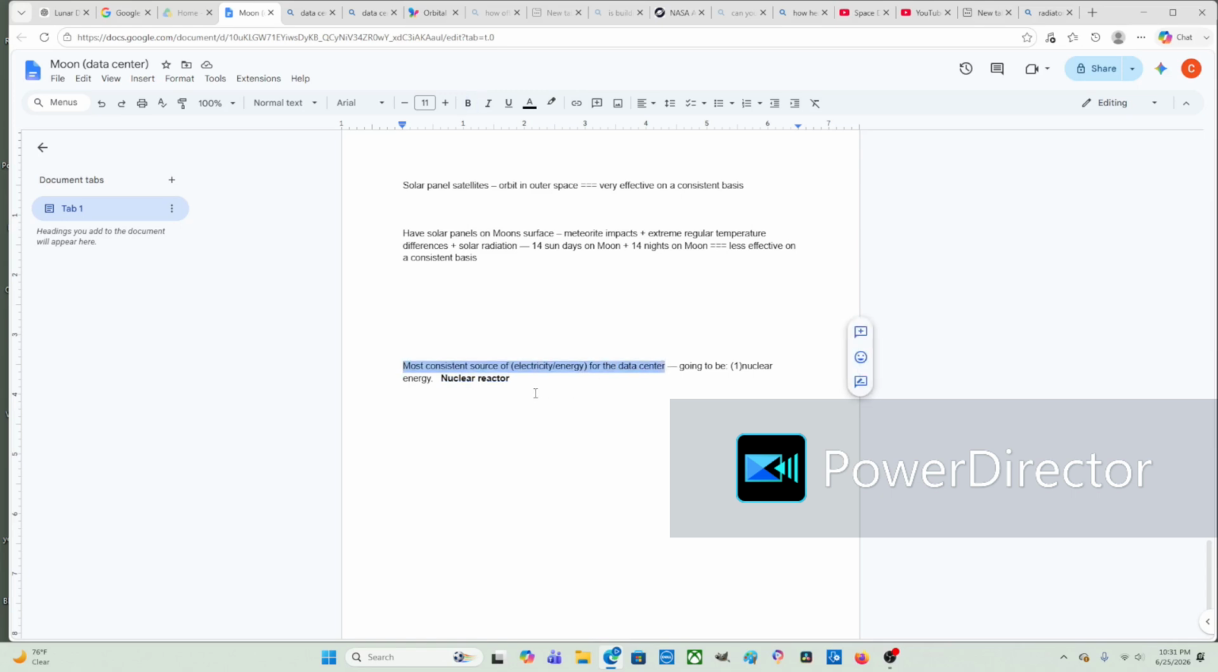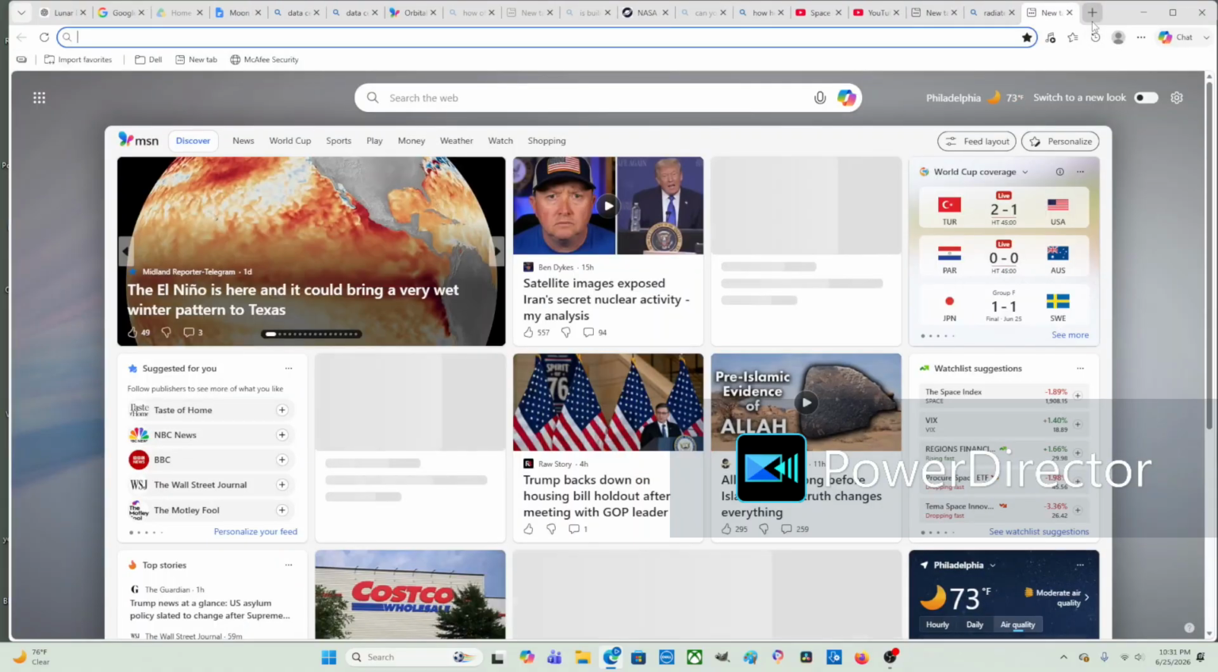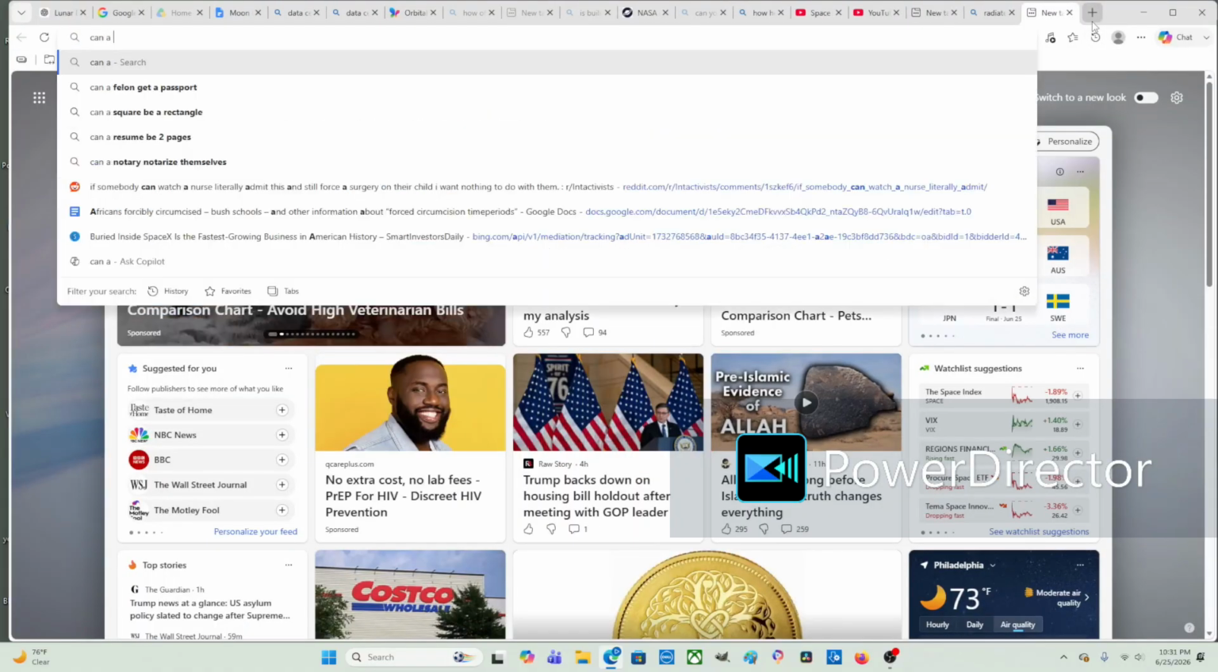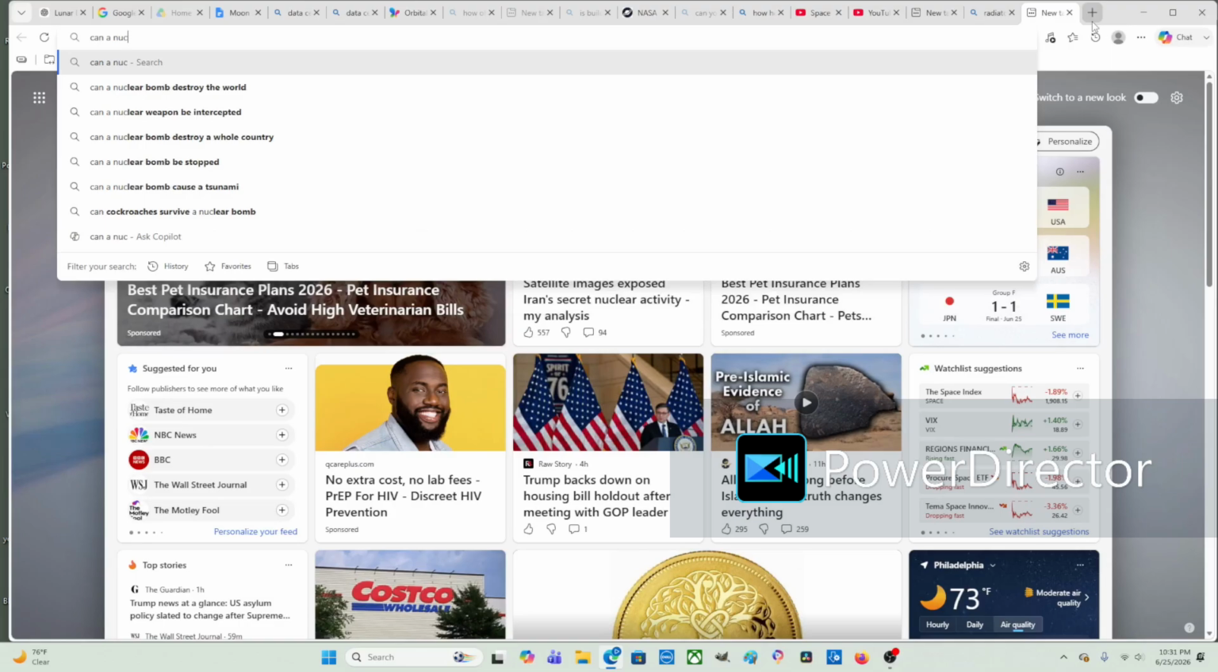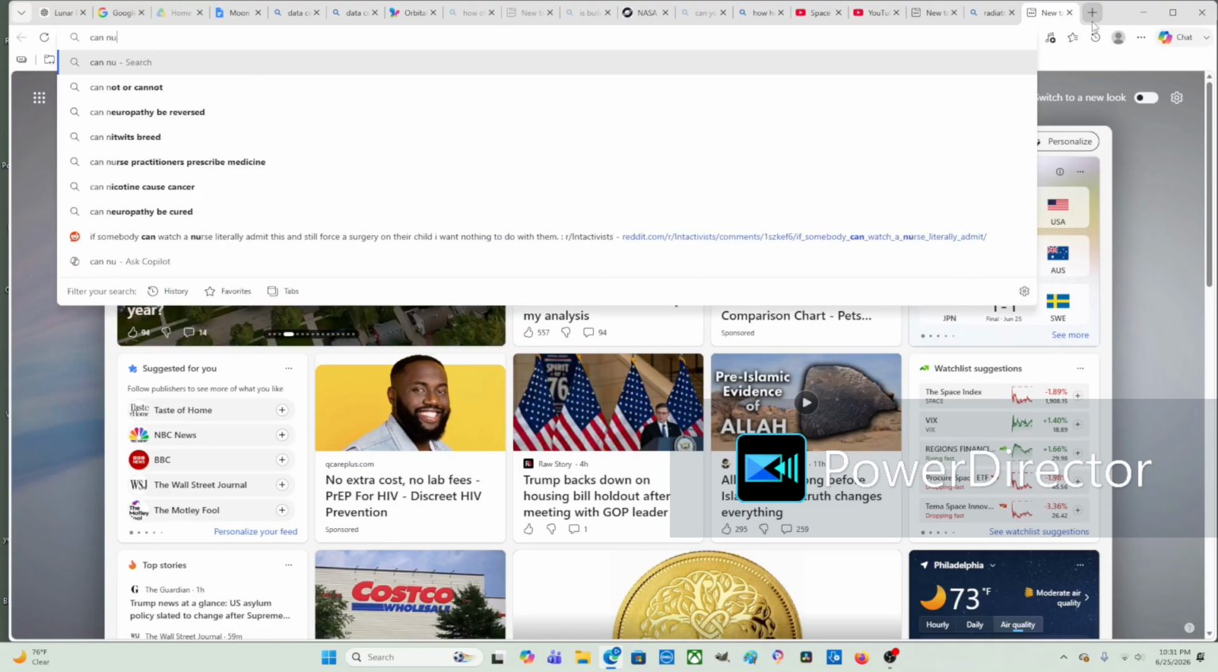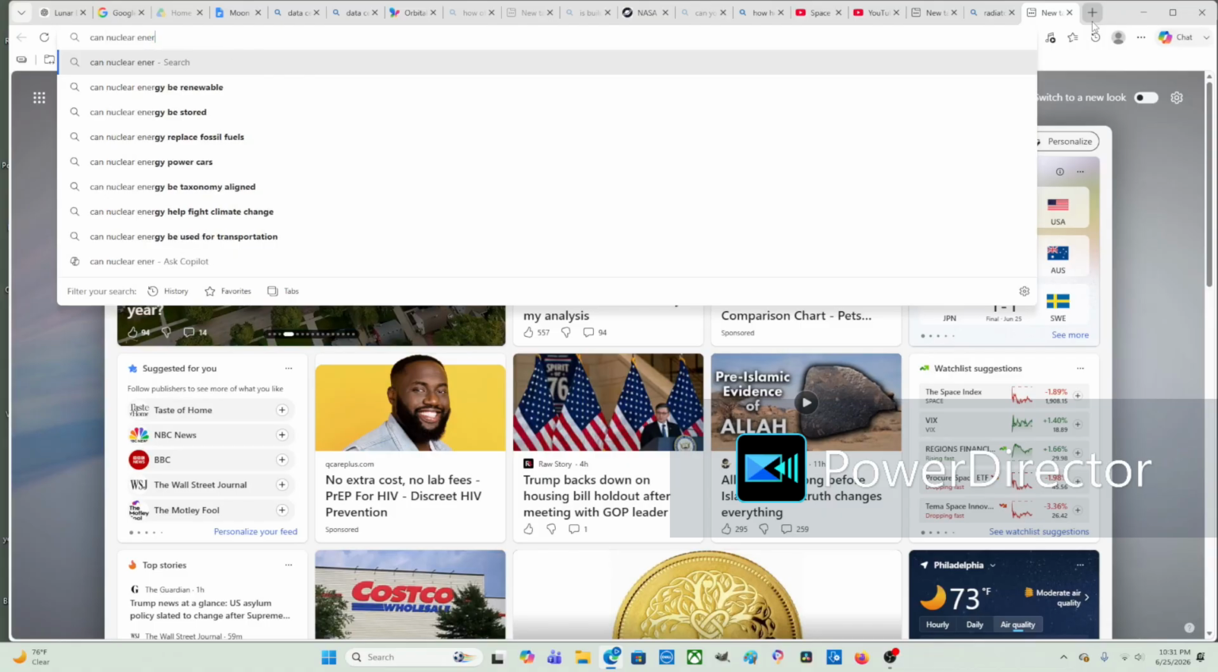And also the nuclear reactor. And also, can nuclear energy power a data center?